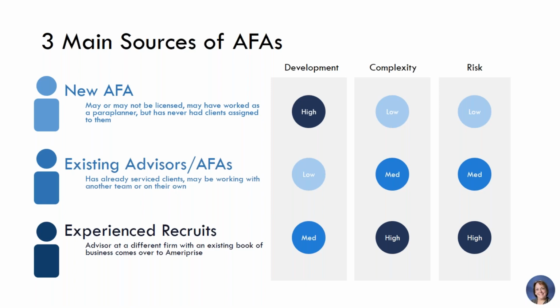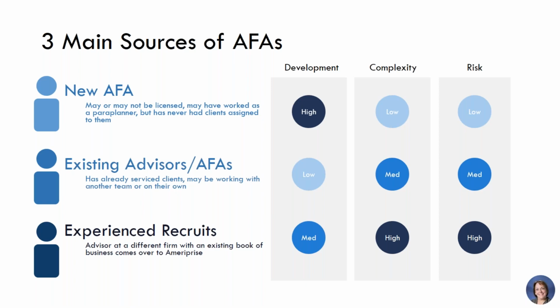When you bring in an existing advisor or AFA, they already have clients. You're not going to have a lot of development time. Complexity, they understand what it means to be not just with a broker-dealer, but a franchise organization. And the risk is relatively medium. There are things they may bring to the table, but there also is some risk that, because perhaps they were an advisor, they have expectations about how clients will be handled and what will happen with equity. So those are some of the things you need to consider.